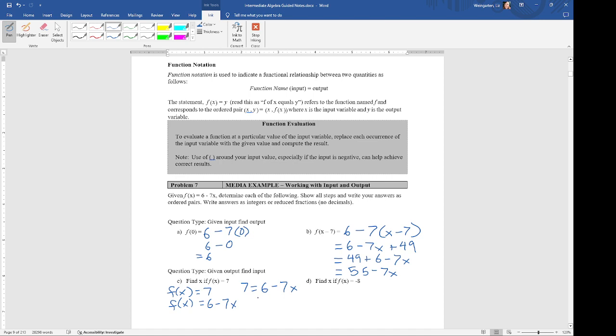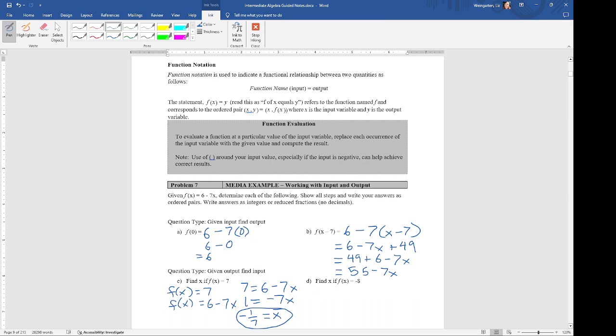I'll subtract 6 from both sides, and I get 1 equals negative 7x. Divide both sides by a negative 7, and we get negative 1/7 equals x. So when we're given our output, we need to solve for x to find our input.